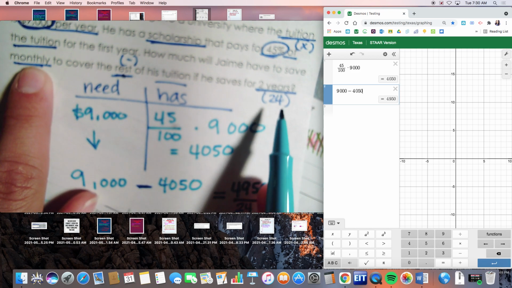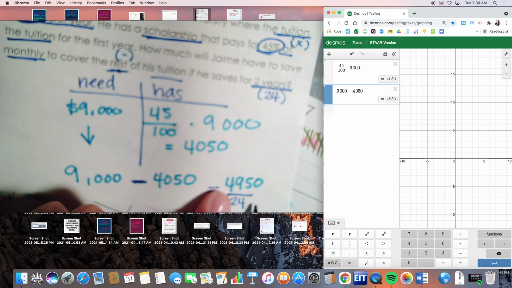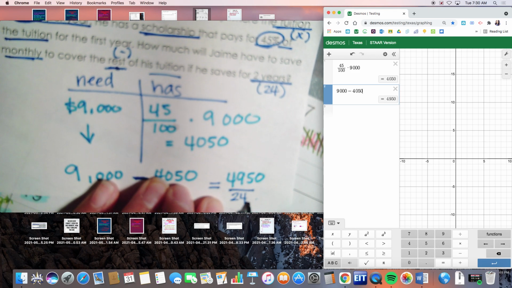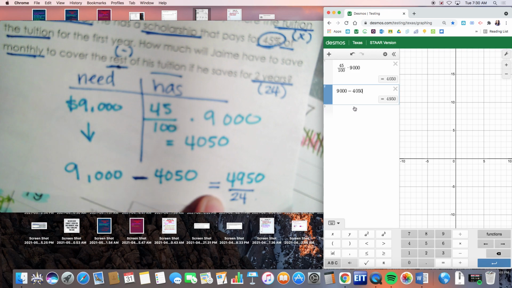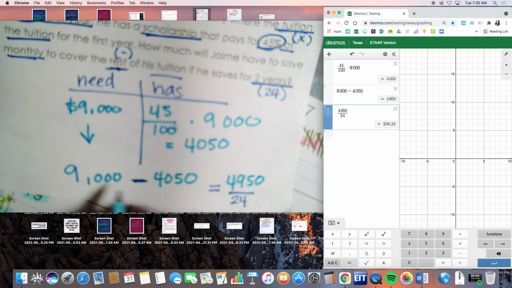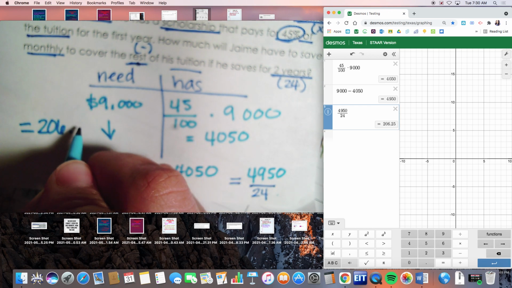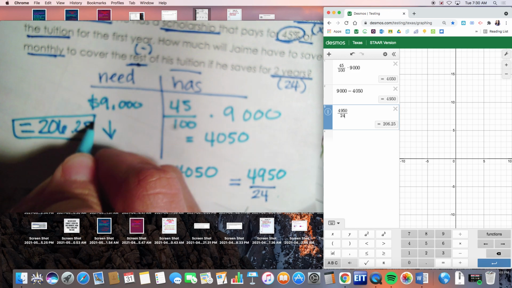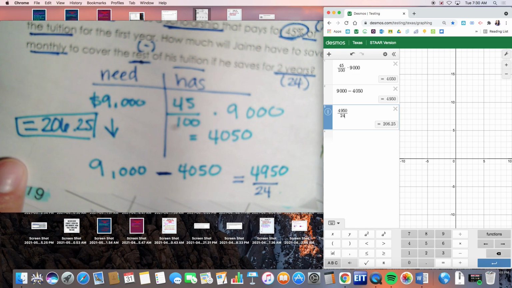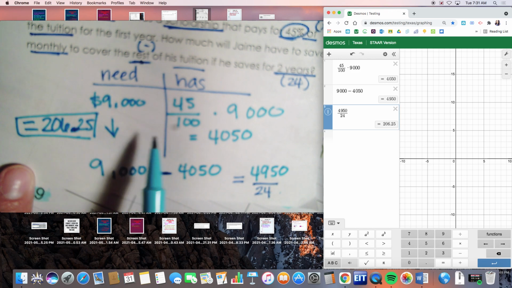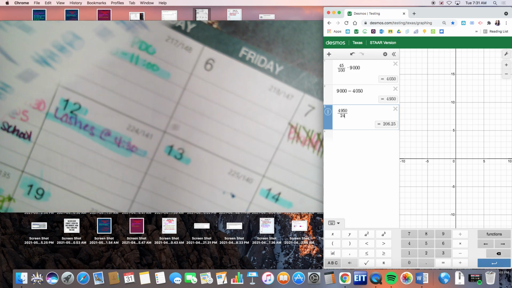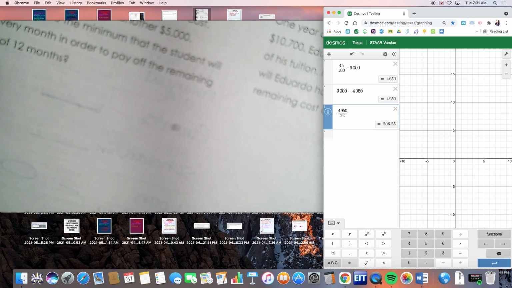Okay, so when you're bringing from years to months, you have to end up dividing by how many months that is. So that's why we have the 24 here. That signifies 2 years. So all I'm going to do is take 4,950 and divide that by 24, and I am left with $206.25. Yes, the cents matter. Okay, so we just figured out how much money he needs to save per month based off of our needs and has chart. I'm going to go ahead and help you set up the next one. But you're going to do the calculations.